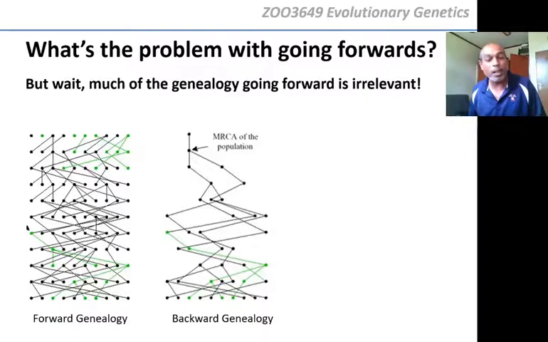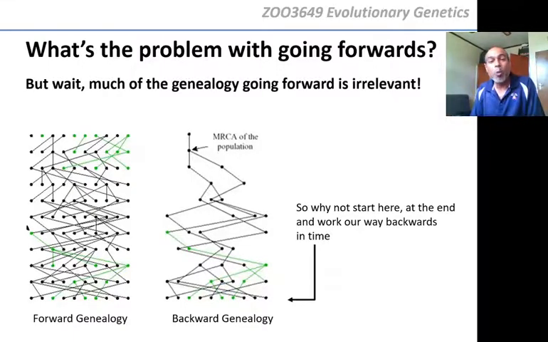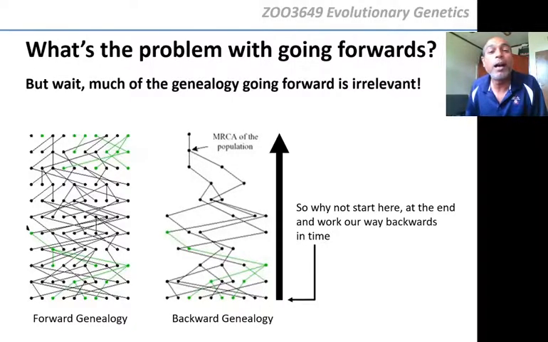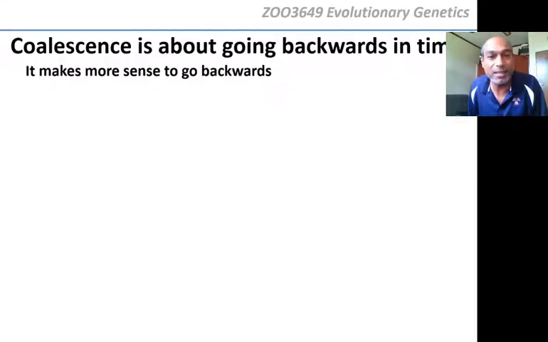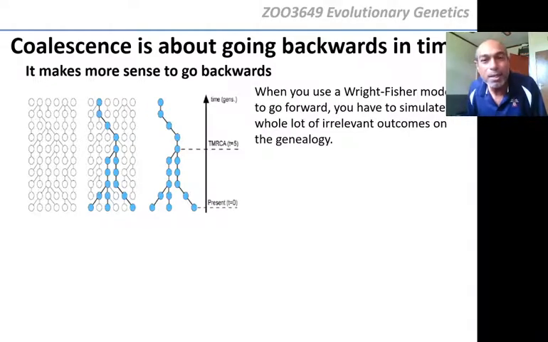So you see now why going backward, okay? Why not start here at the end and work backwards towards the ancestor? Because that way you are dealing with fewer calculations, okay? And not so many calculations of irrelevant stuff. Okay, so it makes more sense to go backwards. And that is what the coalescent is all about. The coalescent is about going backwards in time. Okay? That's kind of what coalescence even means, right?